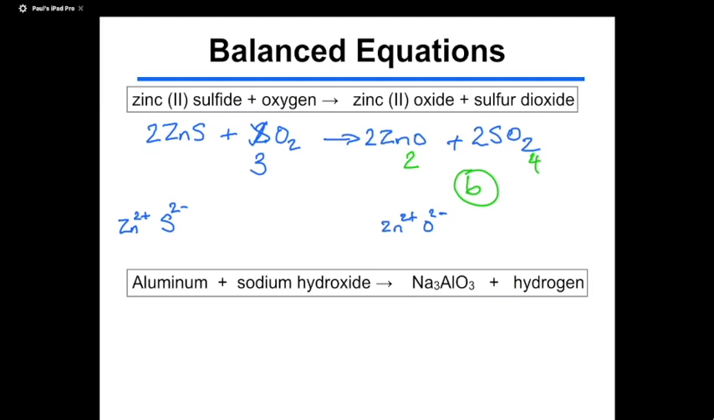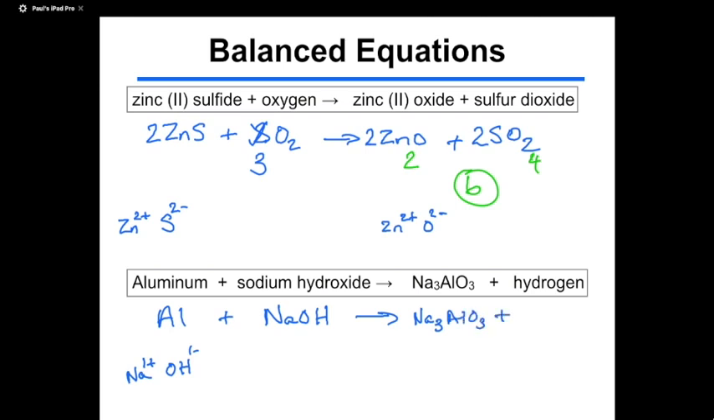Because this aluminum is not connected to anything, this is the element aluminum. The next thing is sodium hydroxide. That's a compound. So I have to figure out sodium, if I look on the chart, and when it reacts, it's a +1. And hydroxide is a group, and the group looks like this, and it has a -1. And a +1 and a -1 come together, so I can write sodium hydroxide. All right, this was so complicated, I actually gave you that one.